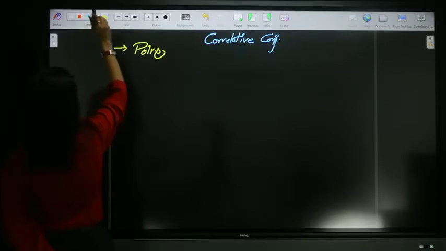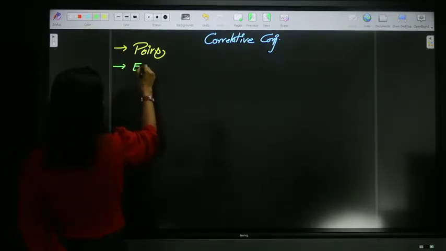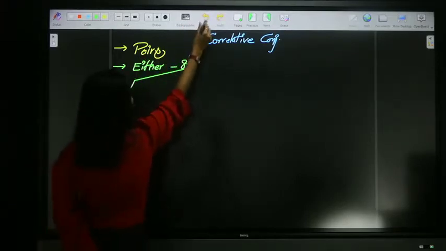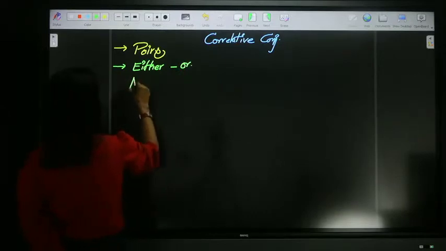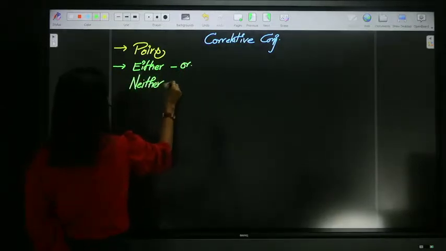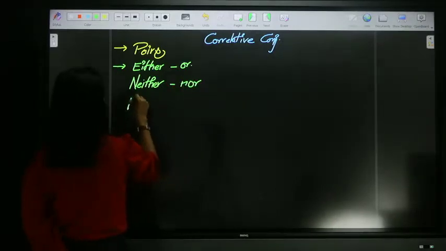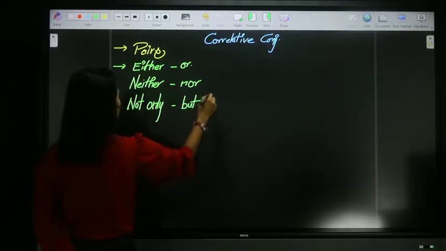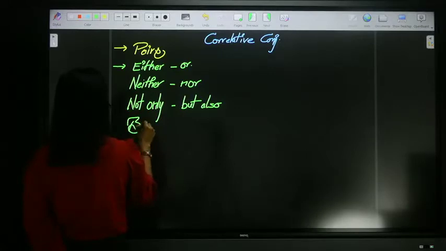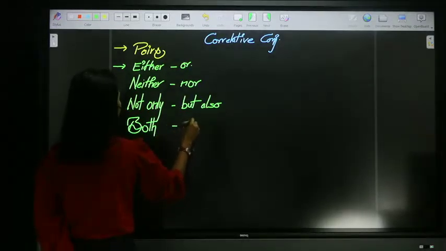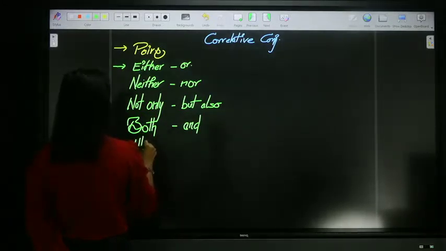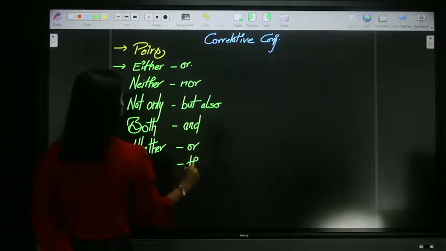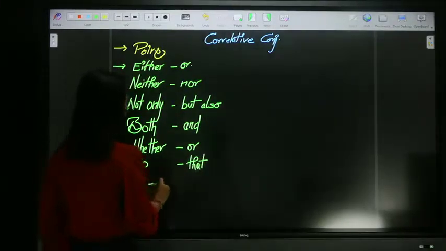So what are those pairs? Look at this. Either, or, neither, nor, not only, but also, both, and, whether, or, so, that, etc. There are many of those.